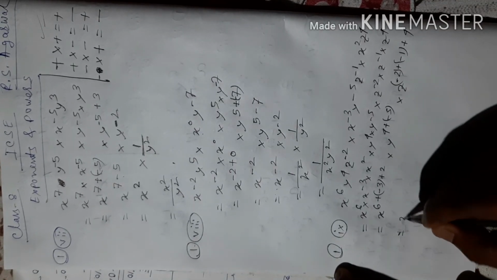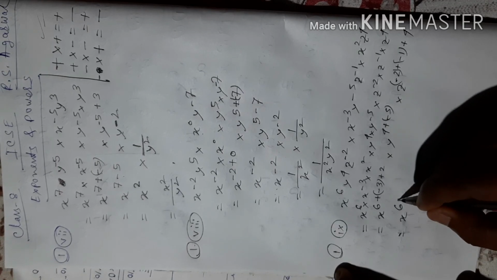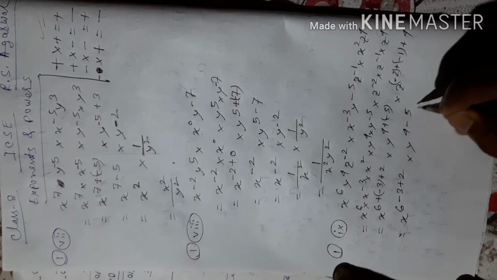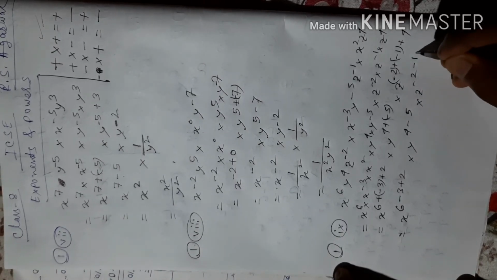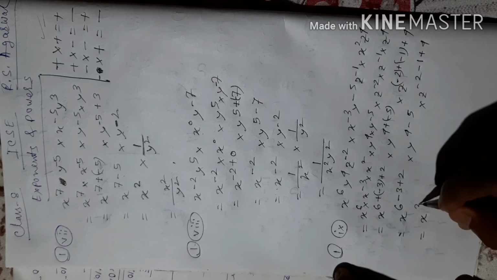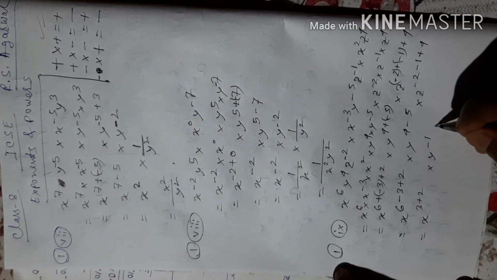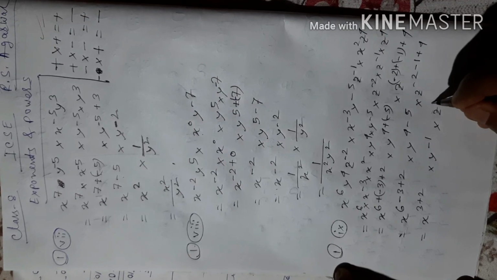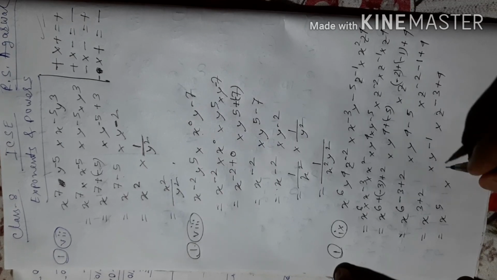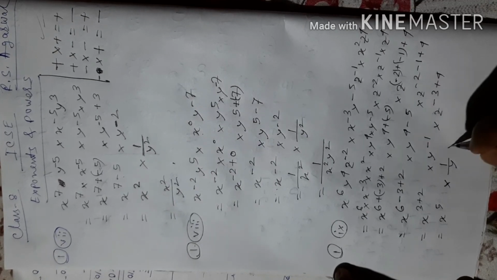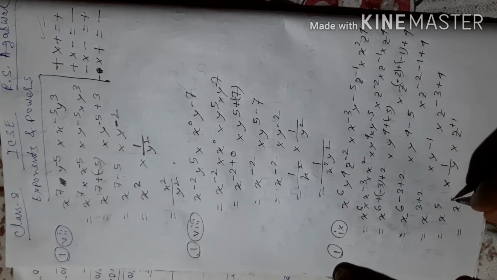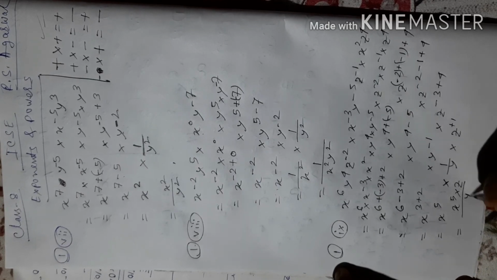So x to the power 6 minus 3 plus 2, y to the power 4 minus 5, z to the power minus 2 minus 1 plus 4. So x to the power 3 plus 2, y to the power minus 1, and z to the power minus 3 plus 4. So x to the power 5, y to the power minus 1 means 1 by y, z to the power plus 1, equals x to the power 5 into z by y.